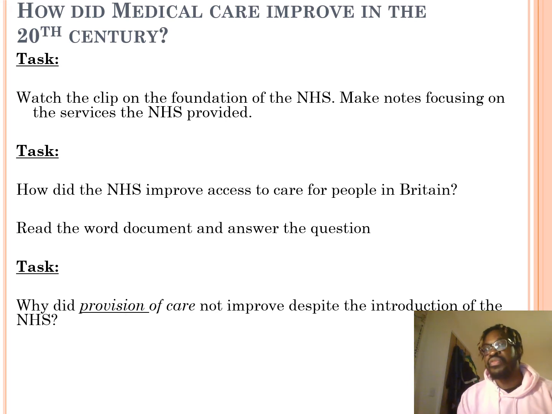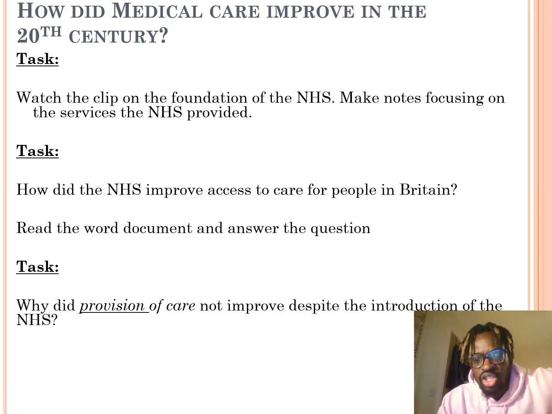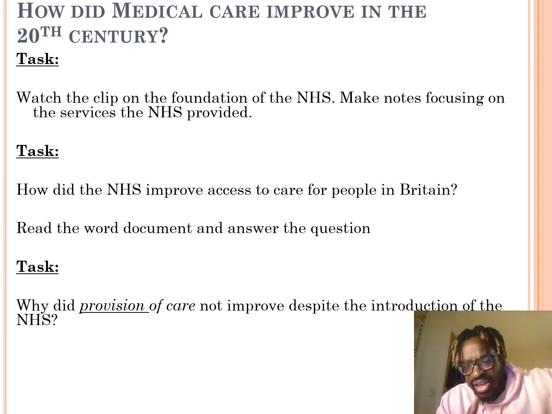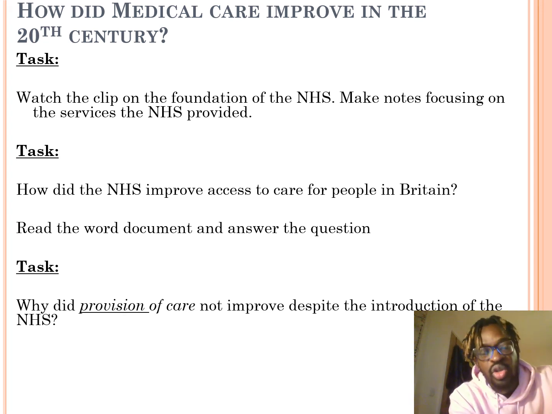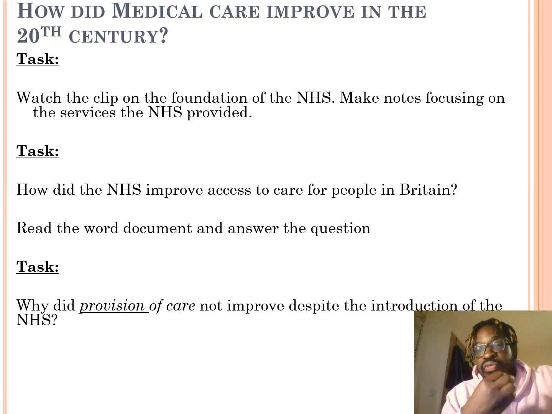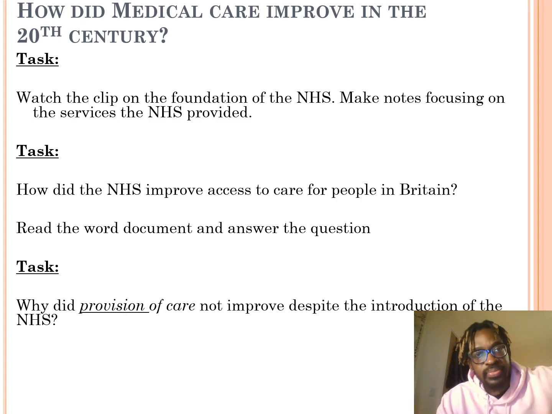So why did provision of care not improve? Again, the answers are in the Word document. If you're stuck on that and you don't really get the difference between access and provision, email me and I'll explain it a bit more for you. But you're looking at the difference between what the NHS improved in terms of what you could now access, but how comes the provision of that did not improve around the whole country? So look at the difference between those two things.